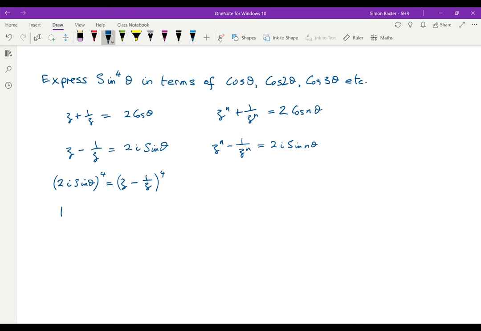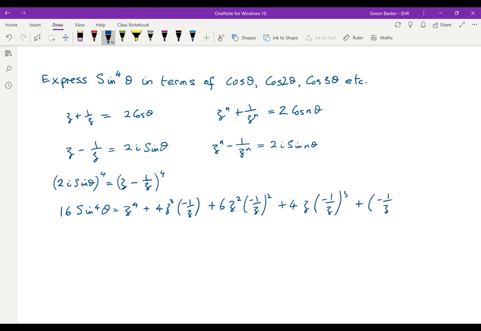Two to the 4, 16. I to the 4 plus 1, sine to the power 4 theta. Z to the 4, 1, 4, 6, 4, 1, plus 4 z cubed, that's supposed to be a 3, minus 1 over z, plus 6 z squared, minus 1 over z squared, plus 4 z minus 1 over z cubed, plus minus 1 over z to the 4.